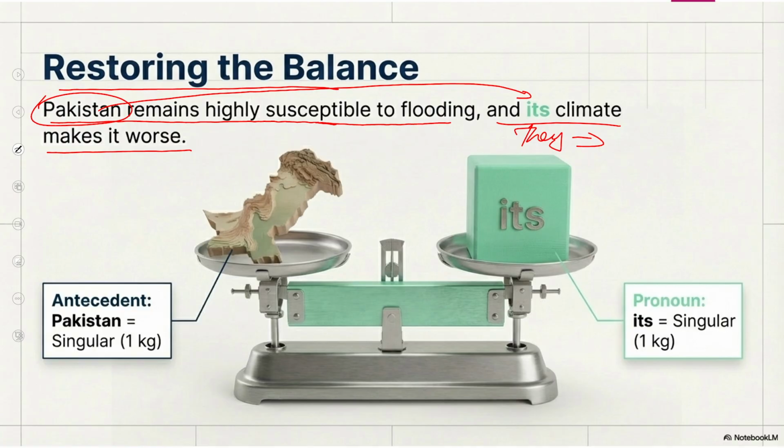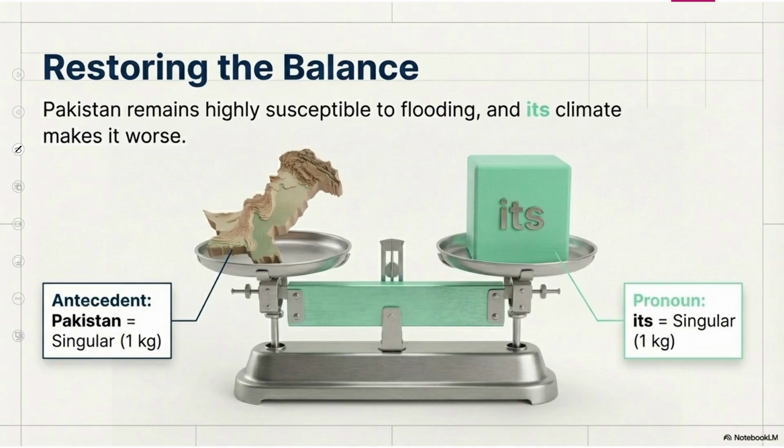Now look at this. The antecedent is Pakistan and it is singular. On the other hand, for a non-living thing, the antecedent is the subject and the pronoun is its. We can't use they, she, or he, because these pronouns are used for showing a person. So now it is the balanced one. If we break this balance, the whole sentence loses its balance.